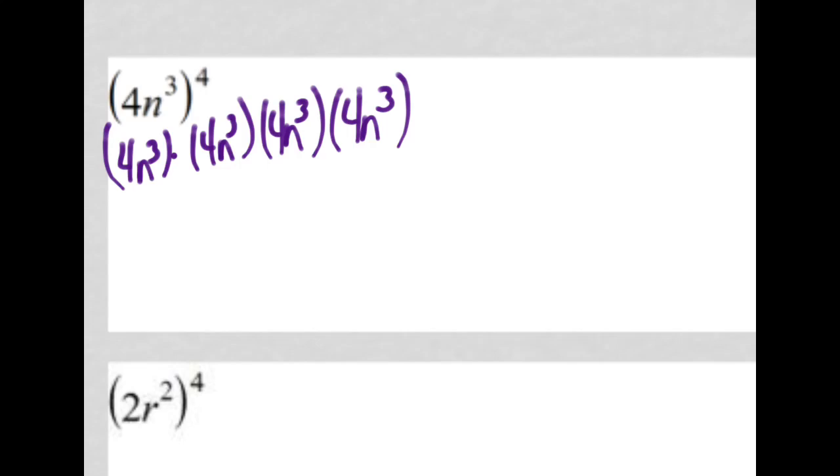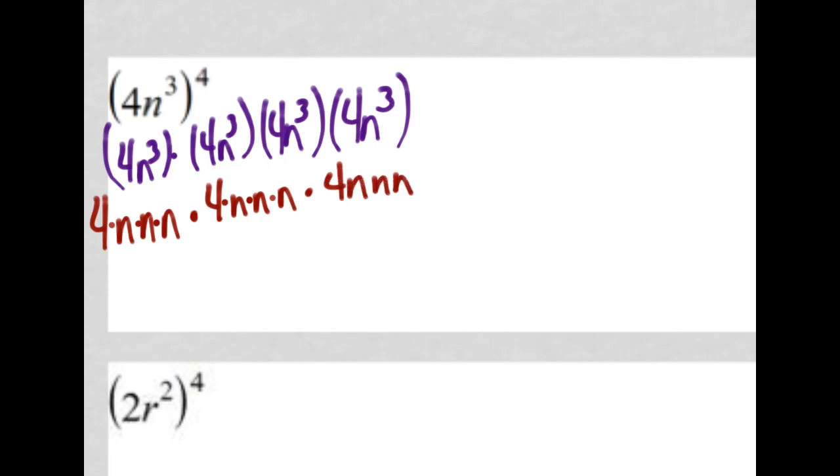Next step, we're going to expand it out even further because I still have n to the third. So for each one of these, I'm going to have 3 n's. So I have 4 times n times n times n. There's my first quantity, times 4 times n times n times n. Second, times 4 times n times n times n. Third, times 4 times n times n times n. Fourth quantity.